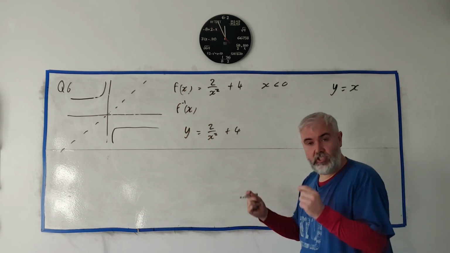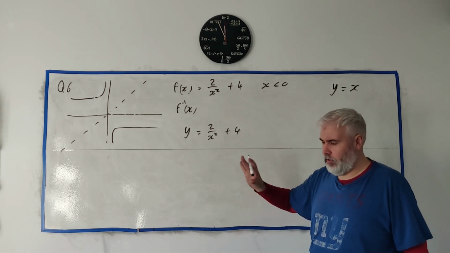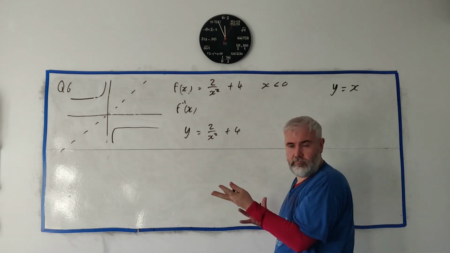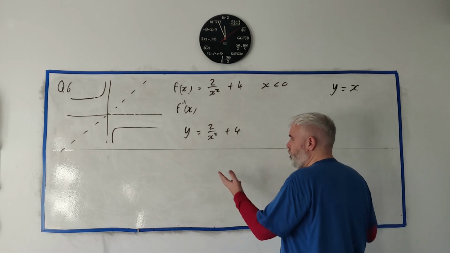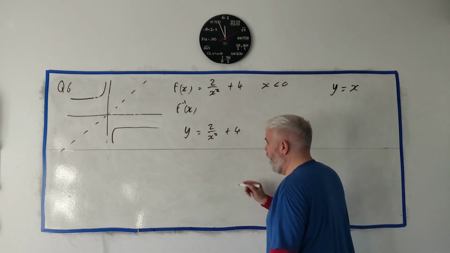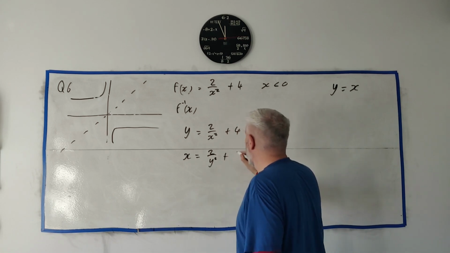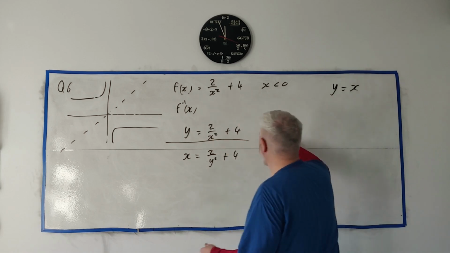So the inverse is just switching the x's and the y's. You can do this first or last. Some people just move this so x is on its own and then change the x's and y's around. Or what I do is I change the x and y now. So x is equal to 2 over y squared plus 4. This is now the inverse. This world here was the f(x) world.